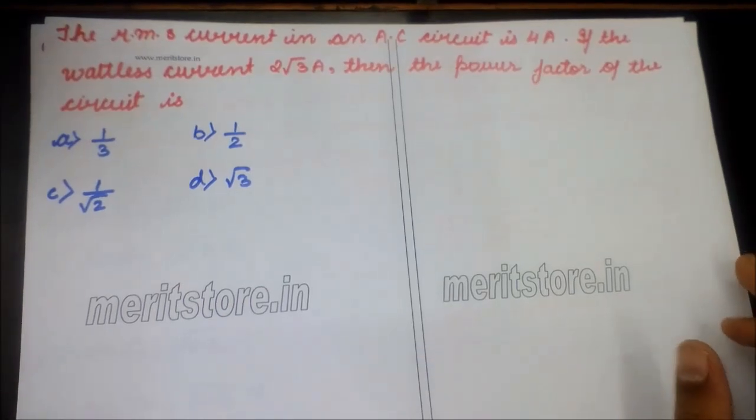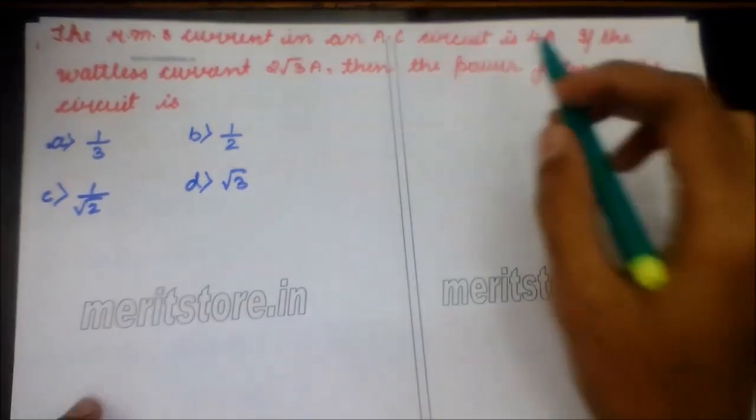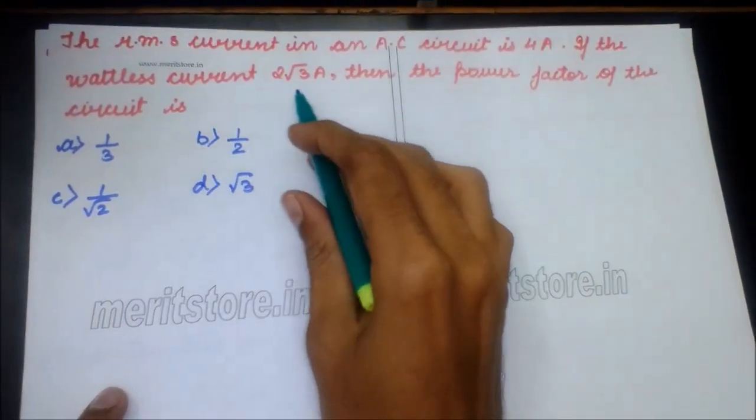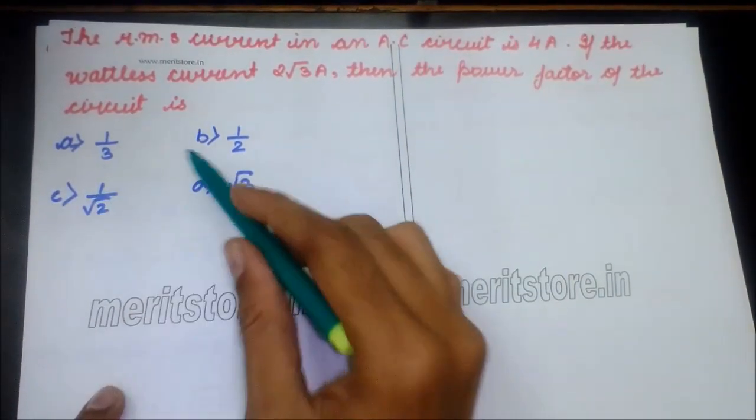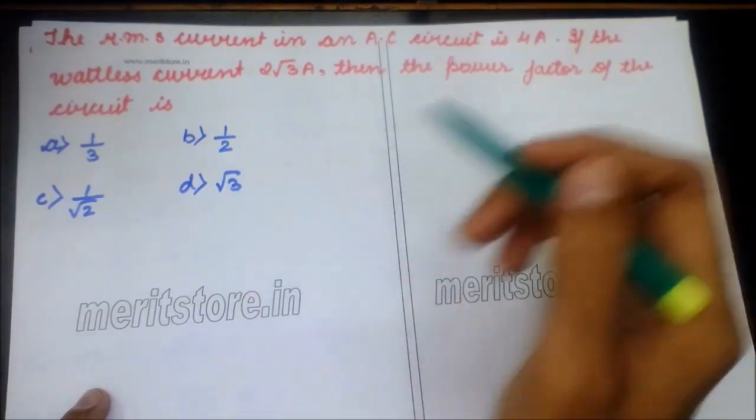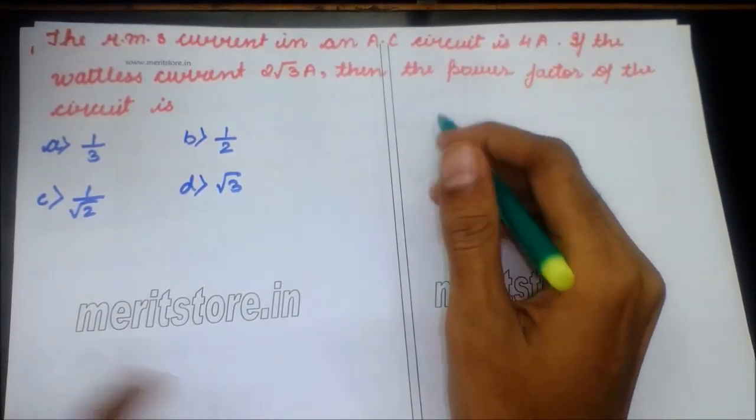The RMS current in an AC circuit is 4 amps. If the wattless current is 2 root 3 amps, then the power factor of the circuit is 1 by 3, 1 by 2, 1 by root 2, or root 3. So here we are going to find the power factor.